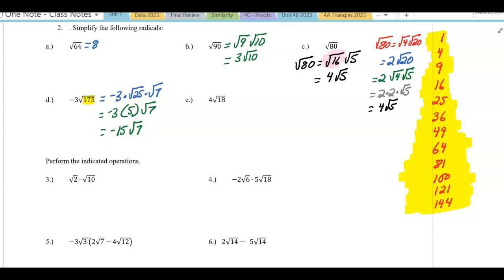And then the last problem on simplifying radicals, we have 4 times the square root of 18. So that's going to be 4 times the square root of 9 times the square root of 2, which is 4 times 3 square root of 2, which is 12 square root of 2.